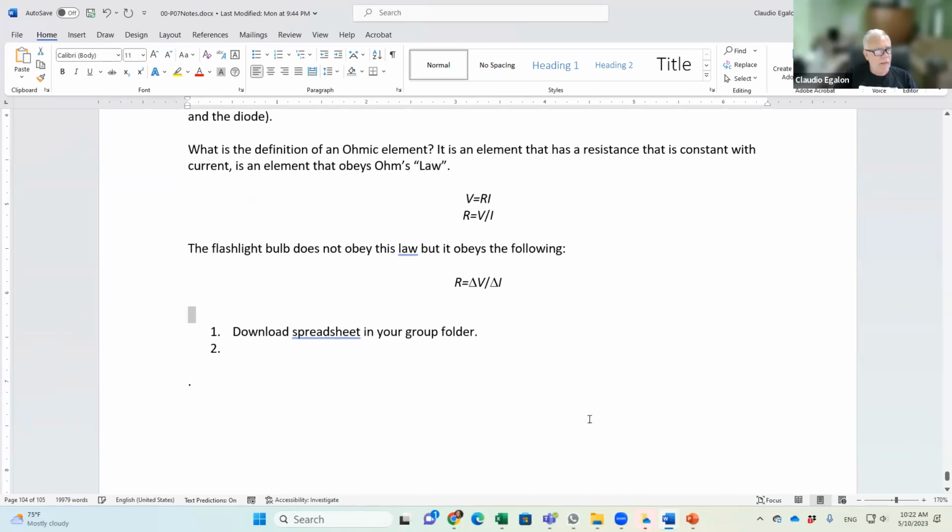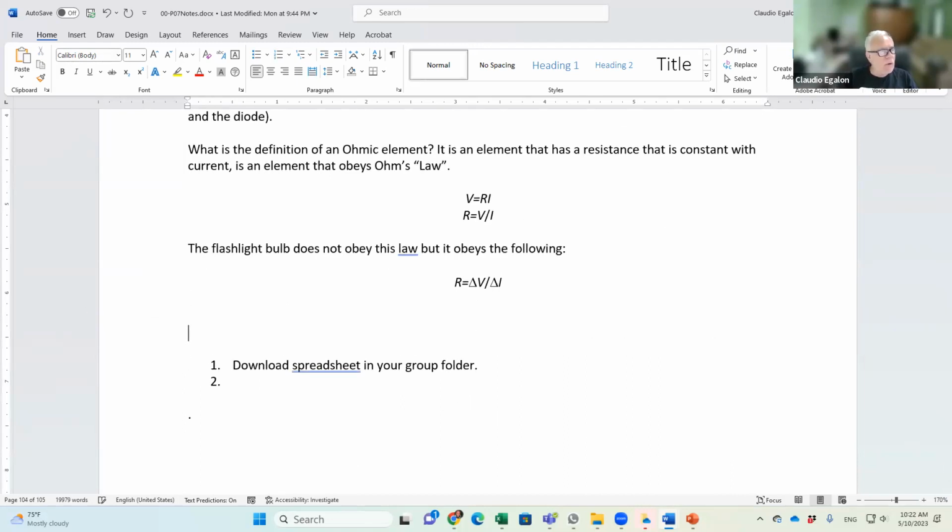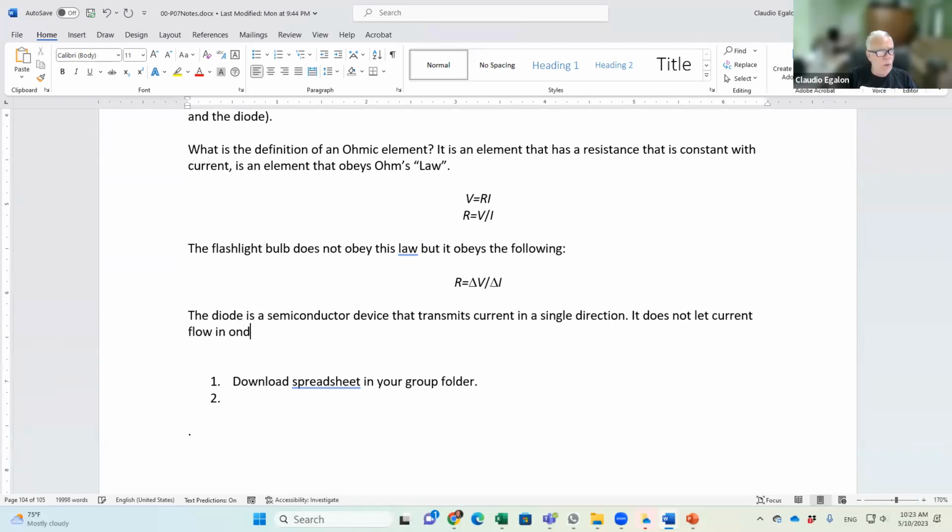So let's go download the spreadsheet in your group. Let's see what else I can tell you about the diode. The diode is a semiconductor device that transmits current in a single direction. It does not let current flow in one of the directions.